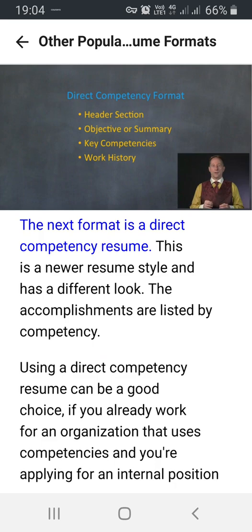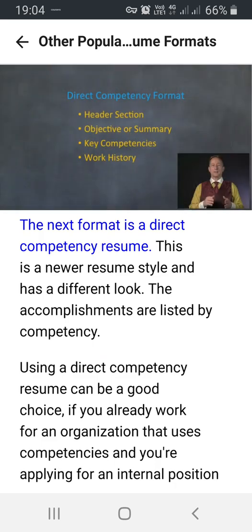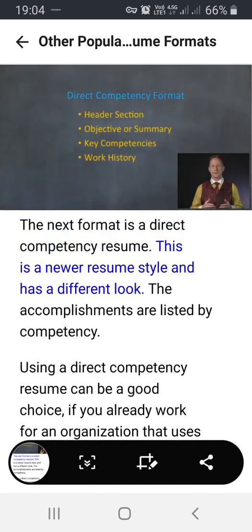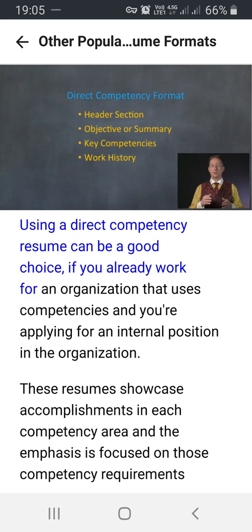The next format is a direct competency resume. This is a newer resume style and has a different look. The accomplishments are listed by competency. Using a direct competency resume can be a good choice if you already work for an organization that uses competencies and you're applying for an internal position in the organization.